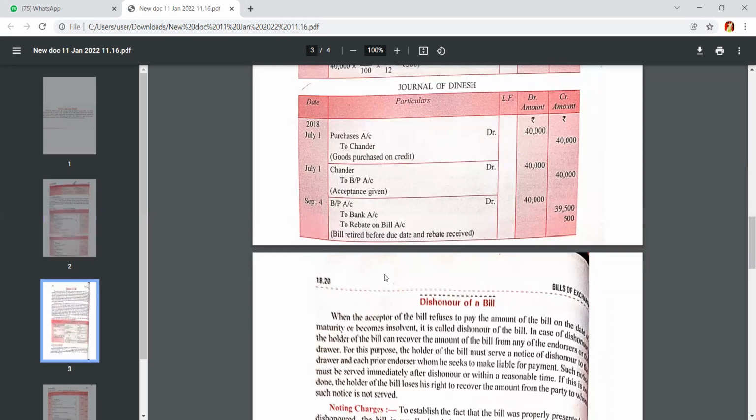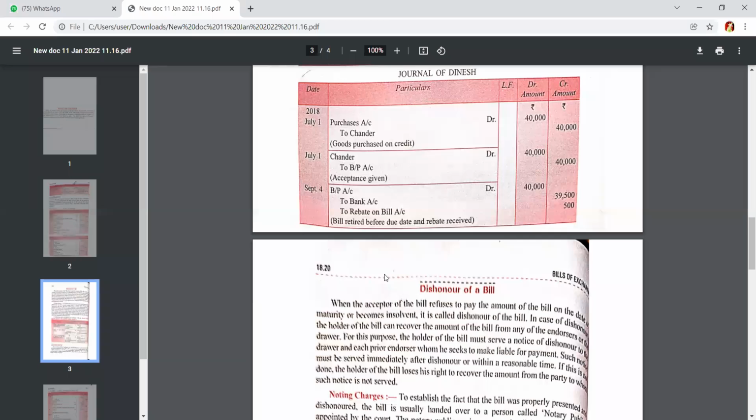But now in the books of the drawee, Dinesh, the entry will become purchases, because Chandar is selling the goods and Dinesh is purchasing the goods. When Dinesh is purchasing the goods, the entry will become: purchases account debit, to Chandar, and Chandar will give the acceptance for the bills payable that is to be paid by him after a specific period of time. So the entry will become: Chandar debit, to bills payable account. And how much will be the denomination?